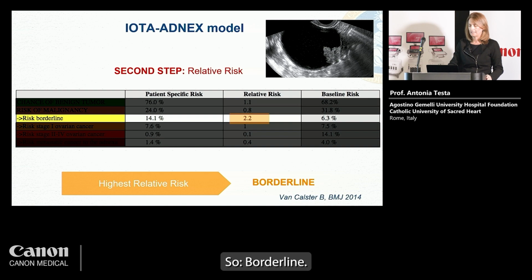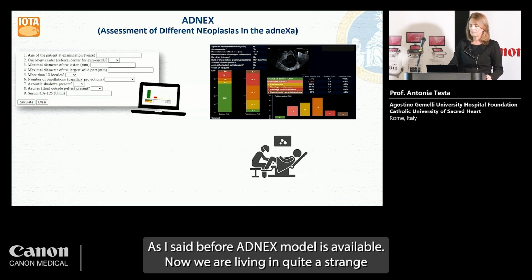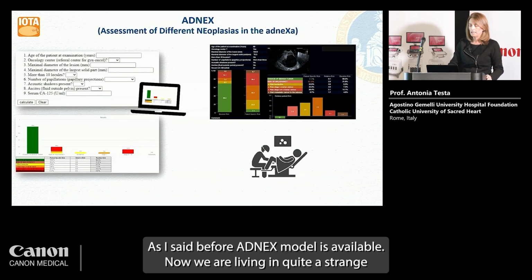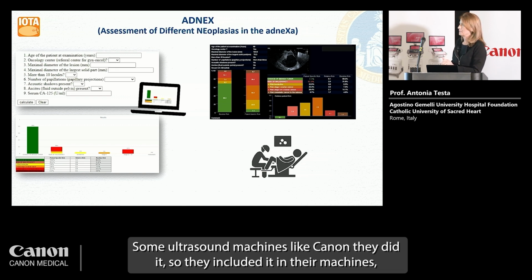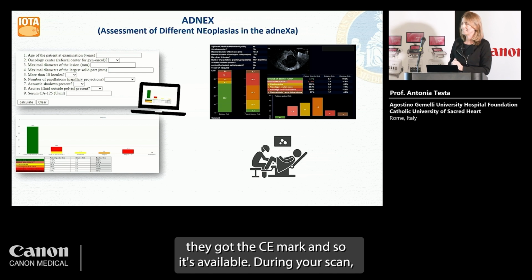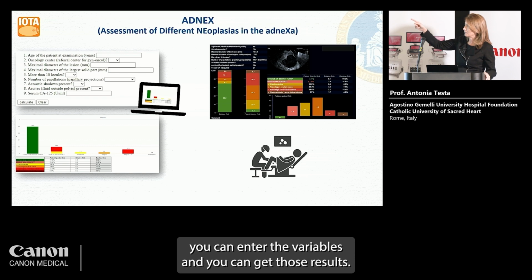So, borderline. As I said before, the Adnex model is available. Now we are living in quite a strange situation because we have to ask for the CE mark. Unfortunately, some ultrasound machines like Canon did it. So they included it in their machine, they got the CE mark, so it's available. During your scan, you can enter the variables and you can get those results.